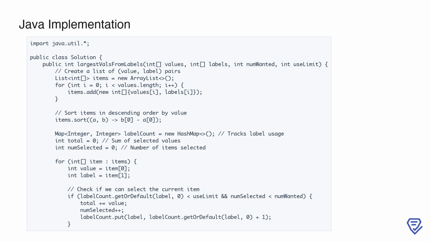Then, we iterate through the sorted list of items. For each item, we extract its value and label, and we check whether selecting this item would respect both the use limit for its label and the number wanted constraint. If these conditions are satisfied, we add the value to the total, increment number selected, and update the count for the label in our map.